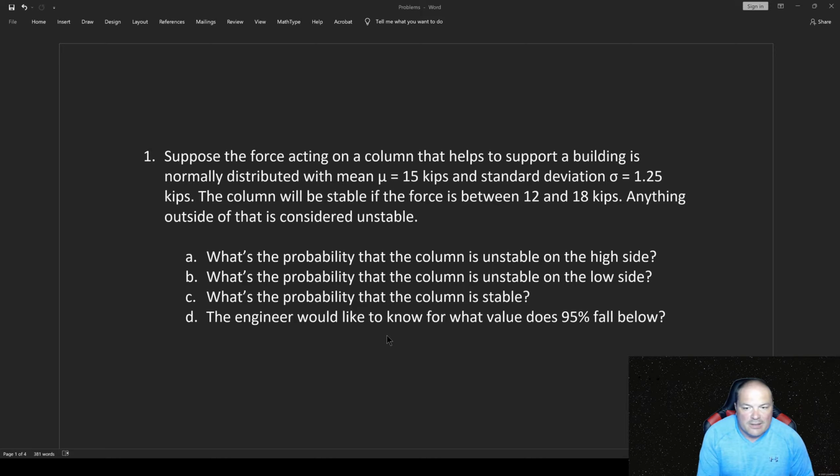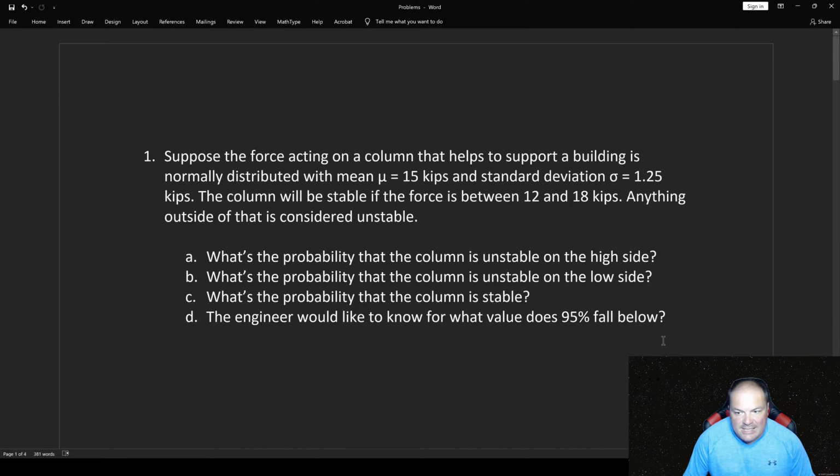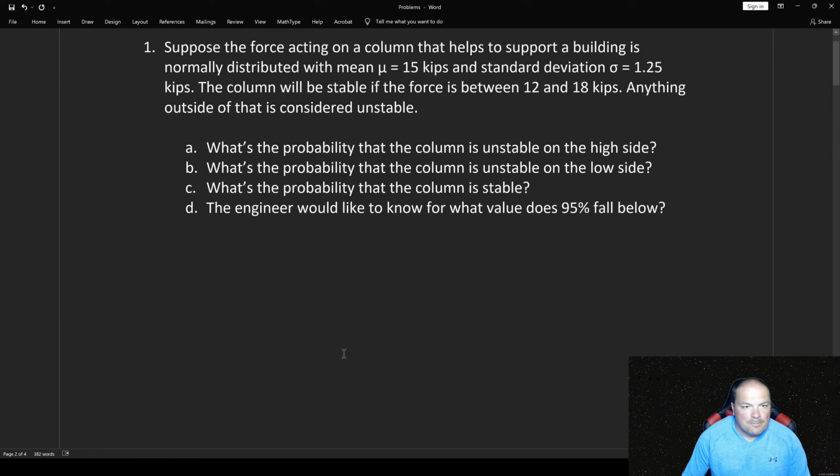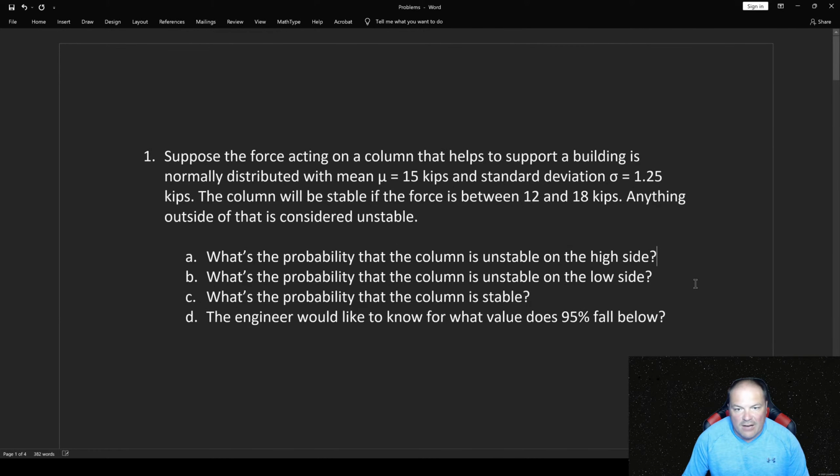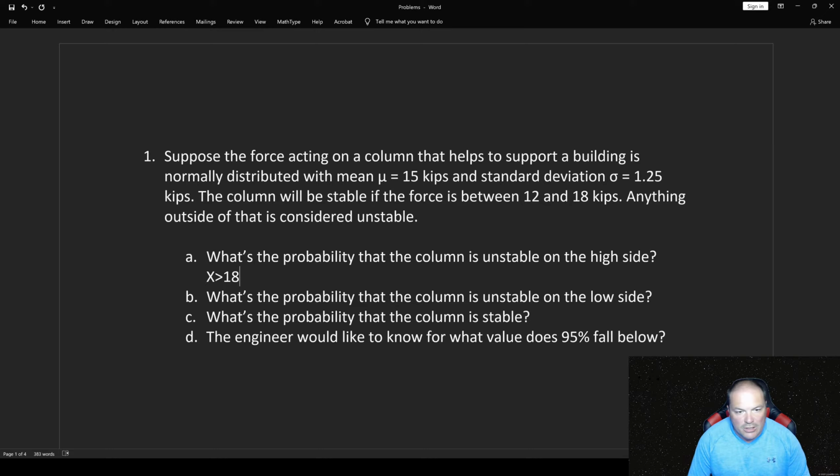Part A says the probability that the column is unstable on the high side. If we go back to the question, it basically says the column will be stable if the force is between 12 and 18. That means in order to be unstable on the high side, we need to find out if x is going to be greater than 18. Okay, that's what we're looking for in Part A, because we know if it's outside of 12 to 18, it's unstable, and 18 is to the high side.